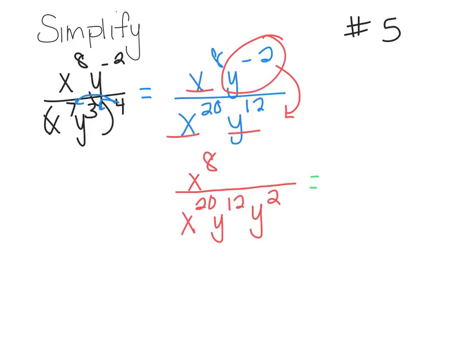So what we have to determine is, let's start with the y's. They're both on the bottom. So when they're both on the same spot, either both top or both bottom, we just add them together. And therefore, I get y to the 14th.